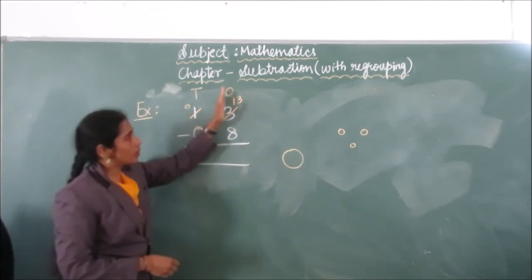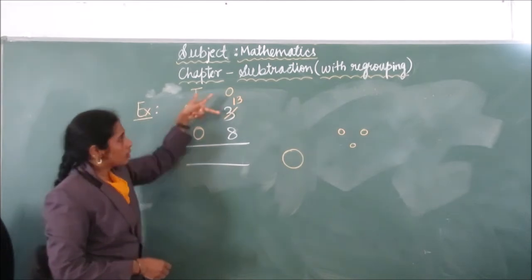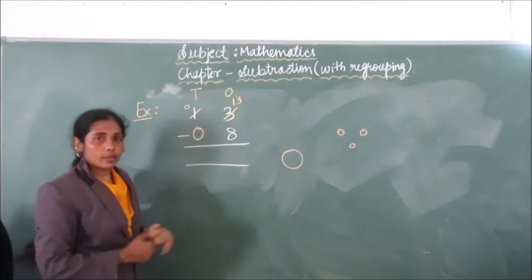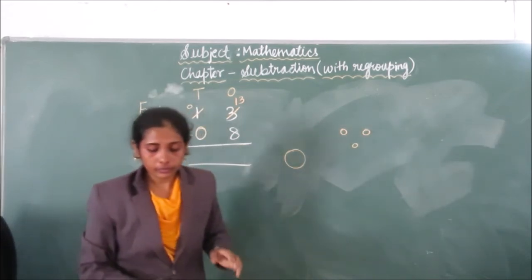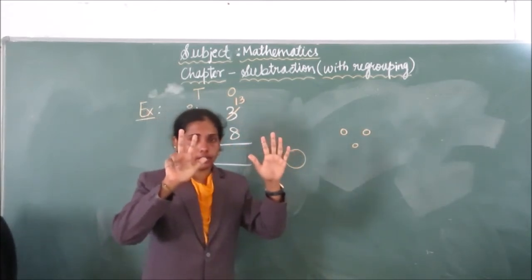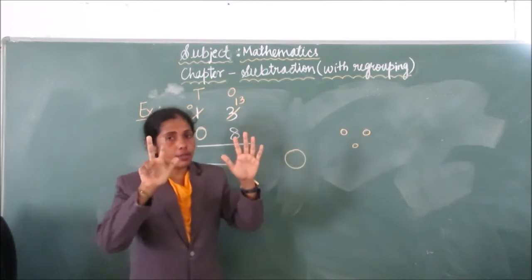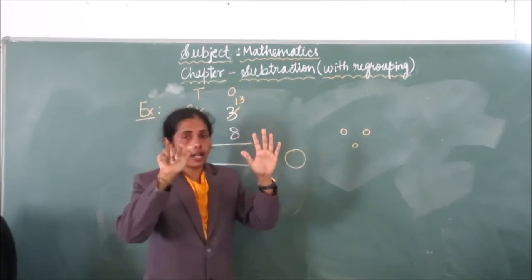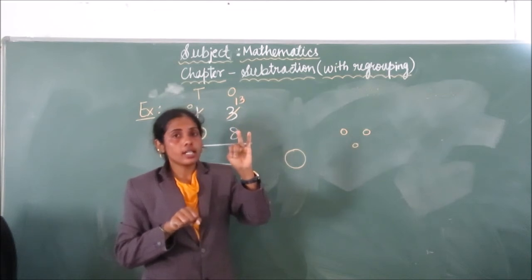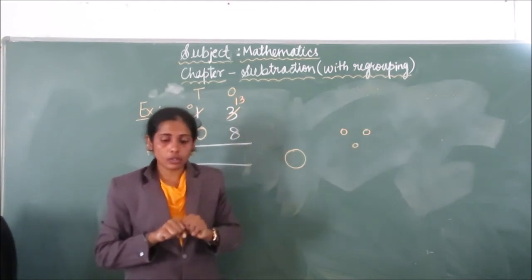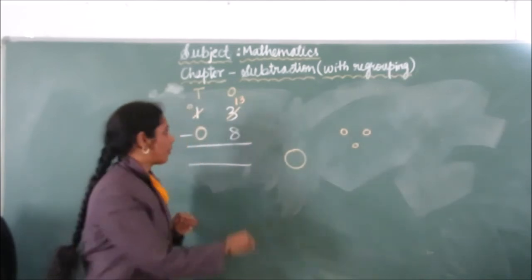Understood? Now you subtract the place of ones first. See the numbers, 13 and 8. Which is the bigger number? 13 is the bigger number. 13 in the mind, 8 on the fingers. 13, before that 12, 11, 10, 9, 8, 7, 6, 5. Okay, the answer is 5.